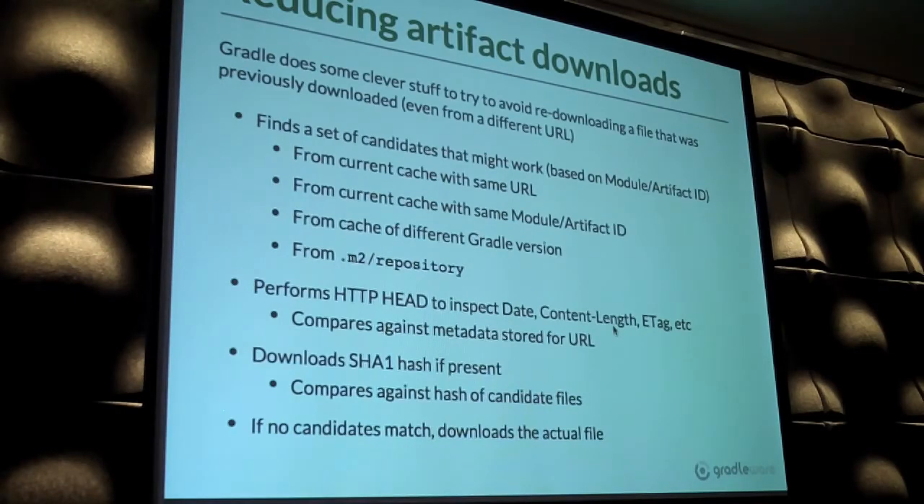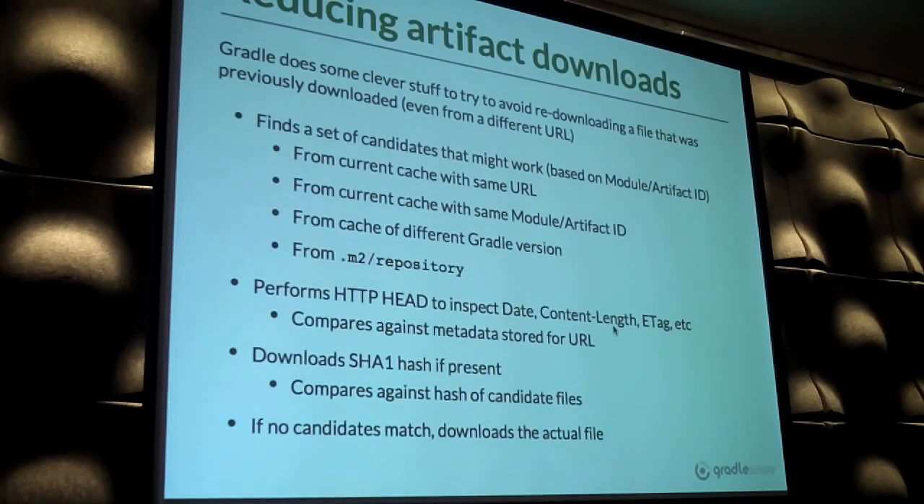To avoid re-downloading everything all over again, we use artifact reuse. The way it works is we first find all the candidate artifacts that we think might be this one. There are a lot of places we look. First thing we do is go in the current cache with the same artifact ID. Anything that's got the same artifact ID is a candidate. We might have downloaded this from the same repository, or we might have downloaded this junit.jar from a different repository. They're candidates. We grab those.